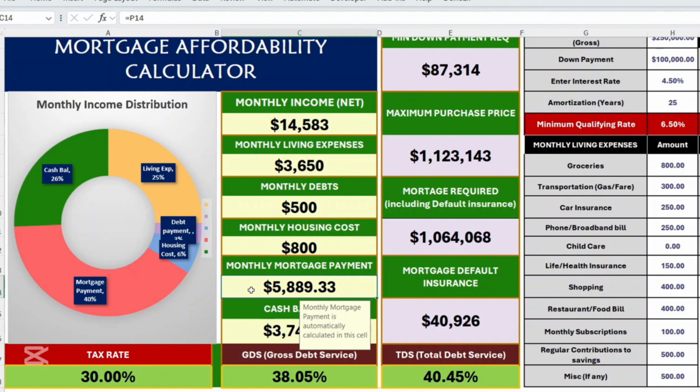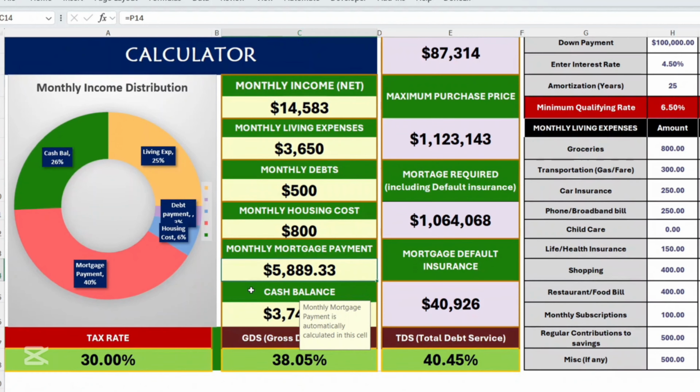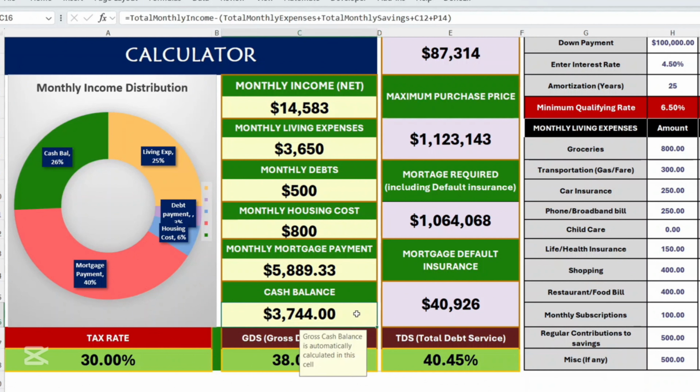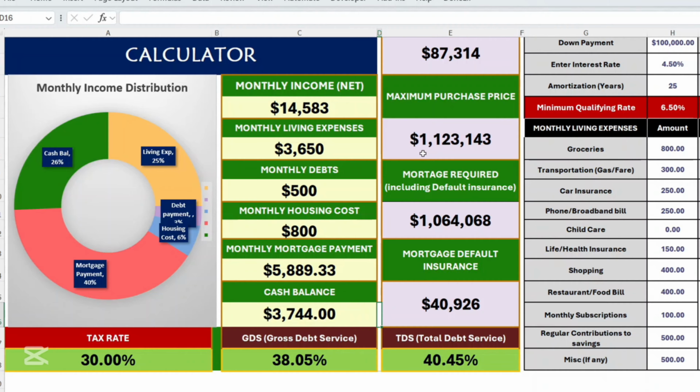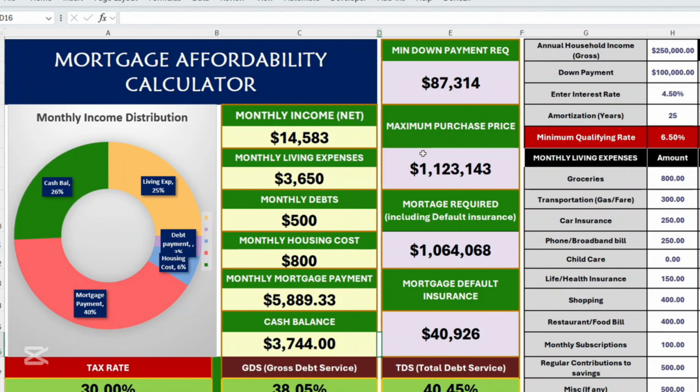The maximum monthly mortgage that you can pay is $5,889, even after getting a maximum purchase price of this amount. So you'll be left with around $3,700, which is quite a decent amount, even if you buy a home of $1.1 million with the income of $250,000. So this was about how to use this calculator.